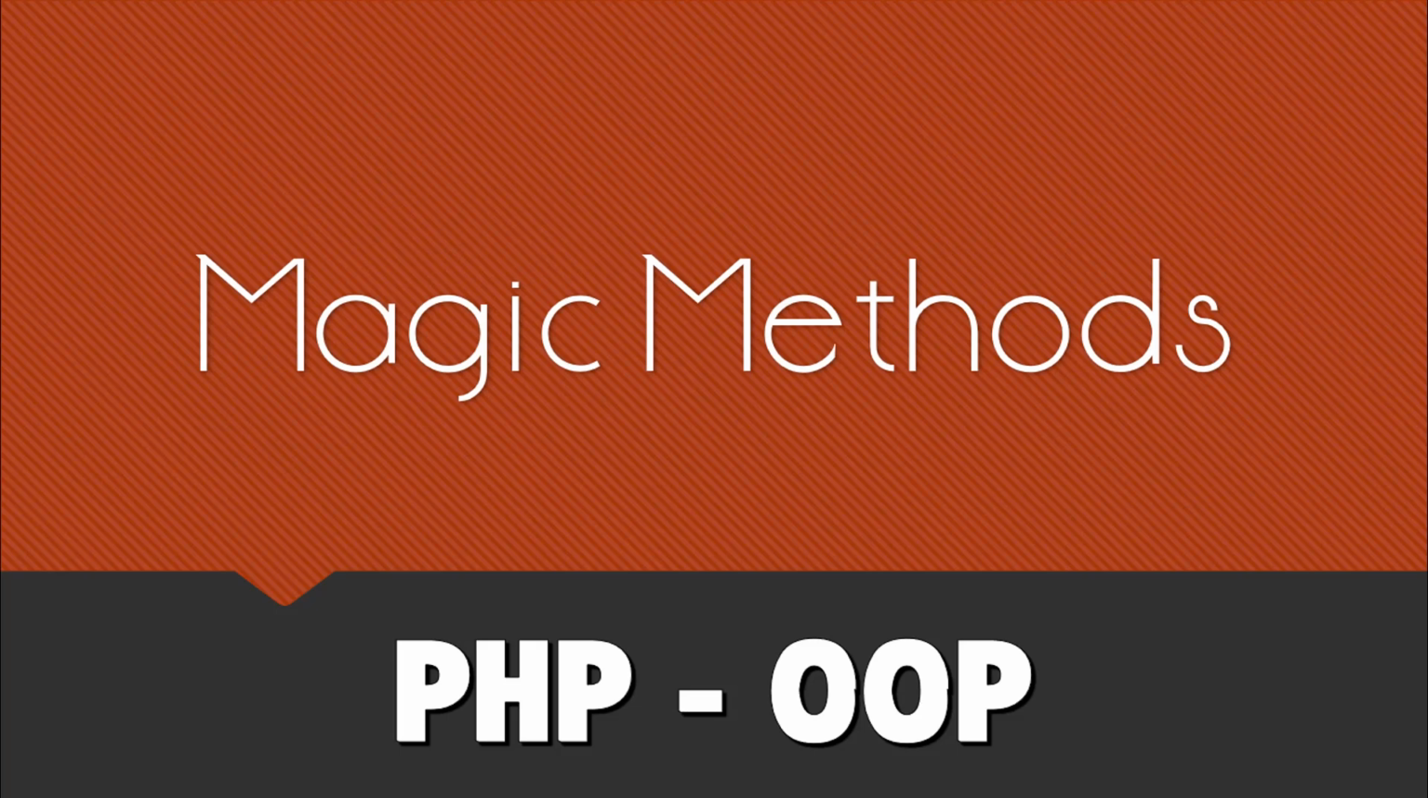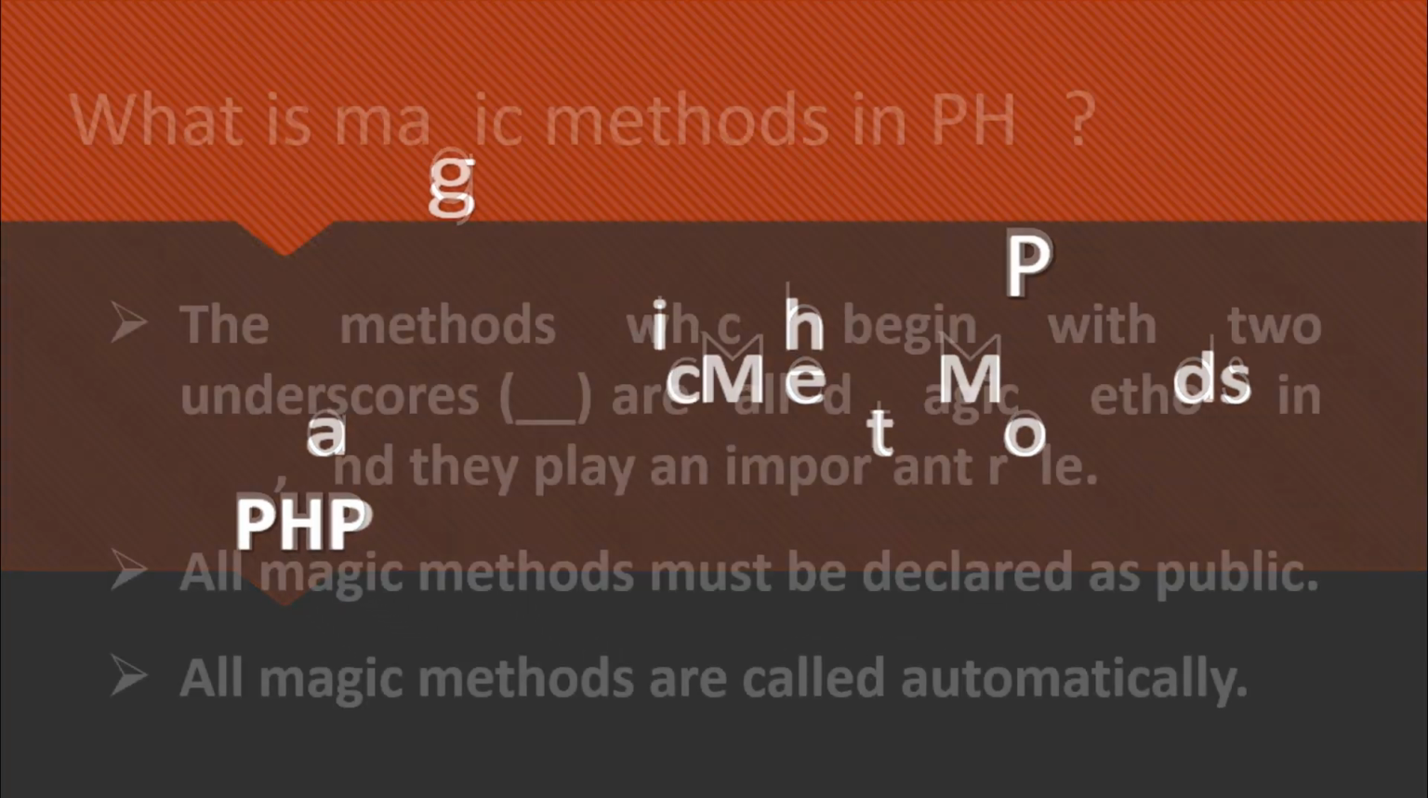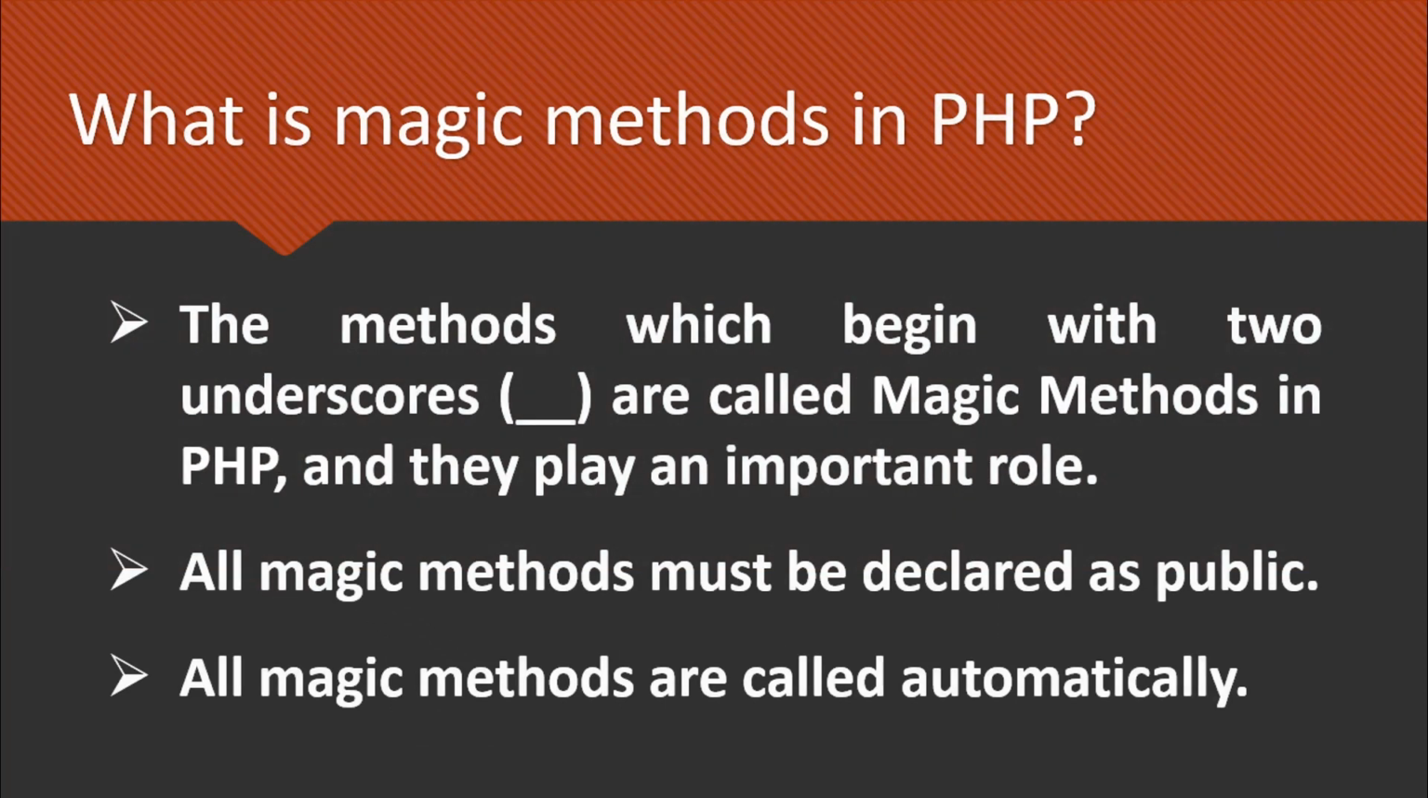This is the 10th video of the PHP object oriented programming series, and in this video I am going to discuss magic methods of PHP object oriented programming. So before going to see some examples, let's first see what magic methods are. The methods which begin with 2 underscores are called magic methods in PHP, and they play an important role. All magic methods must be declared as public. All magic methods are called automatically. It means there is no need to call them by using an object of the class.